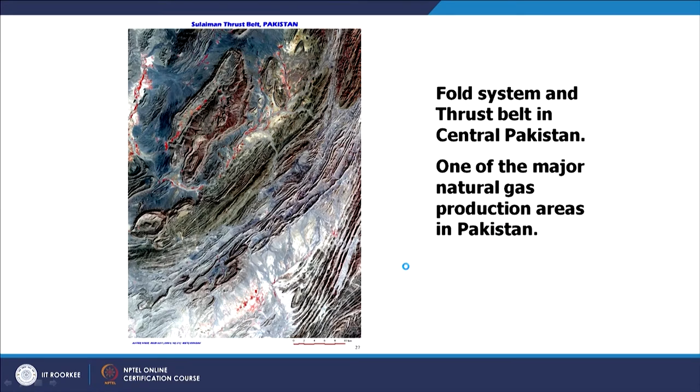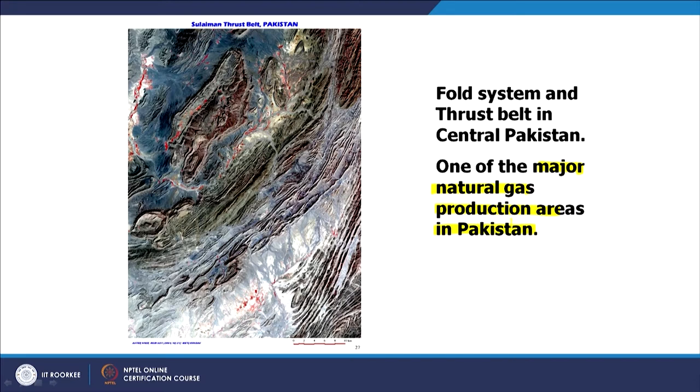Similarly, we are also seeing in the Suleiman thrust belt again a lot of landforms, features, folds, thrusts, faults, all those can be seen very easily, because these areas have minimum vegetation, and when the sky is clear and images are taken, then interpretation of such areas becomes very, very easy. This area is one of the major natural gas production areas in Pakistan.